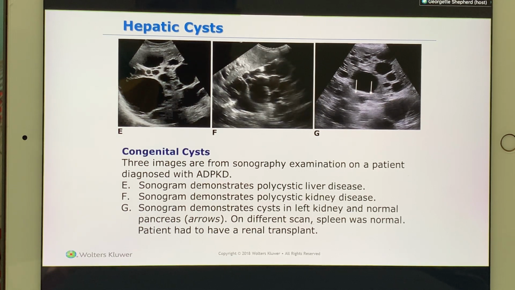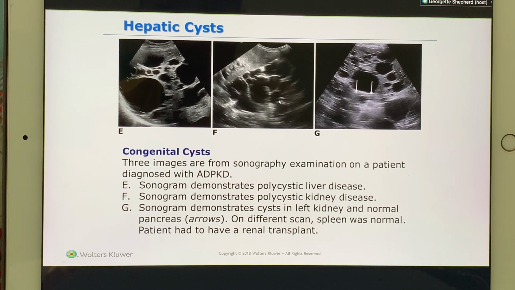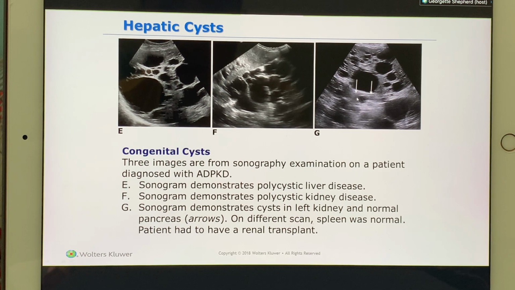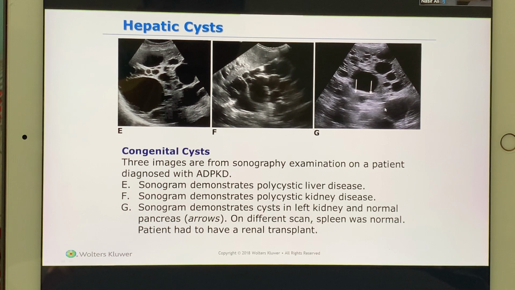So this person has adult dominant PKD. You have polycystic liver disease, you have polycystic kidney disease, and you can see that the left kidney has a cyst in it also, and this right here they're pointing to is the pancreas. Okay.